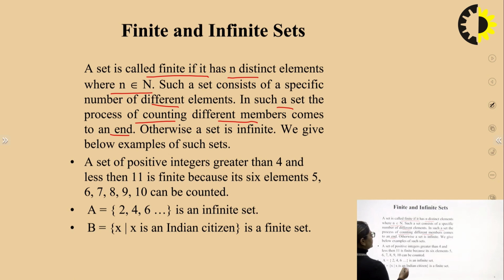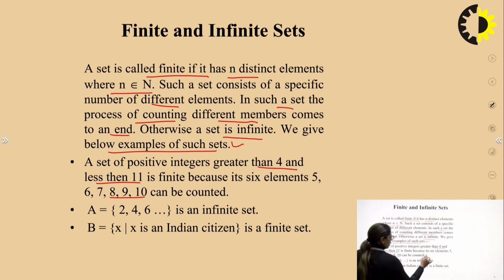Otherwise, a set is infinite. We give below the examples of such sets. A set of positive integers greater than 4 and less than 11 is finite because it has 6 elements, 5, 6, 7, 8, 9, 10, and can be counted. So we are able to count it. So that means it is a finite set.